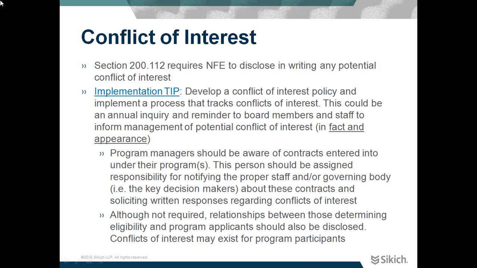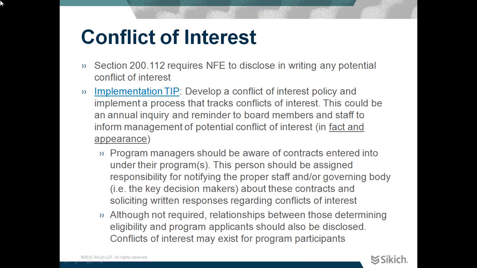One of the things they're talking about is making sure that disclosure of any potential conflicts of interest is in writing. The implementation tip is that you need to track those conflicts and remind your board and staff that they have to inform management of any potential conflict of interest. The key point there is that it has to be both in fact and appearance.